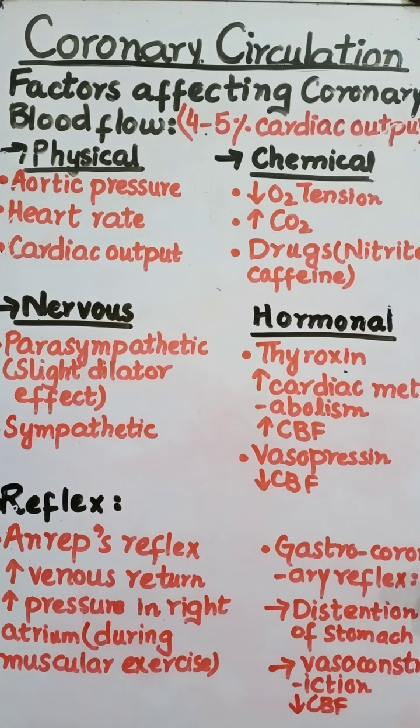through the gastrocoronary reflex, which states that whenever there is tension of the stomach due to a heavy meal, this will cause vasoconstriction of all other organs, so that maximum blood flow will take place through the stomach and digestion will take place. Due to this vasoconstriction, coronary vessels undergo the same change and coronary blood flow will decrease.